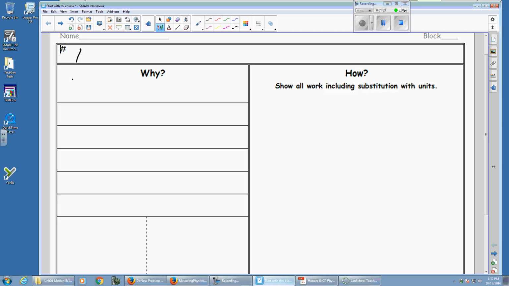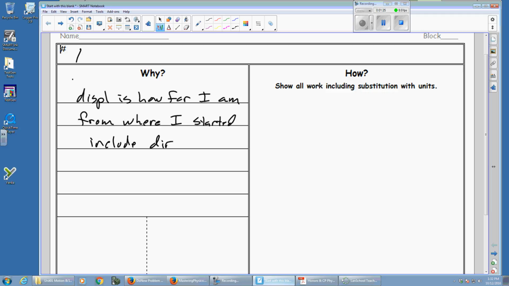So I would definitely show that I understand displacement is how far I am from where I started, including direction. And maybe switch colors. And then I know the distance is the length of my path. Now, there's hundreds of ways to say that. That's just how I'm choosing it.